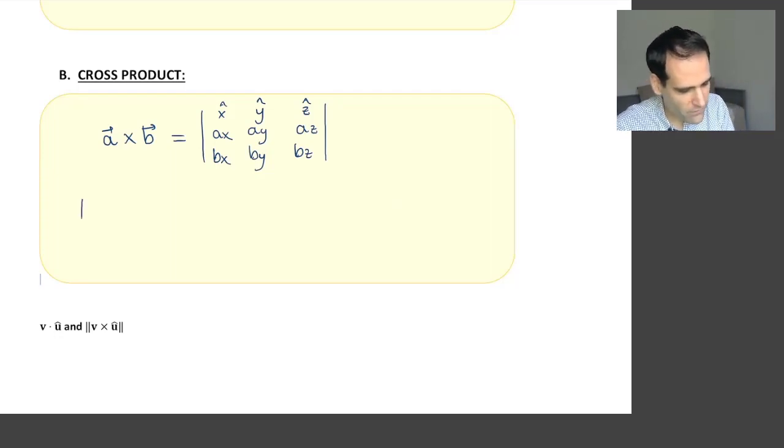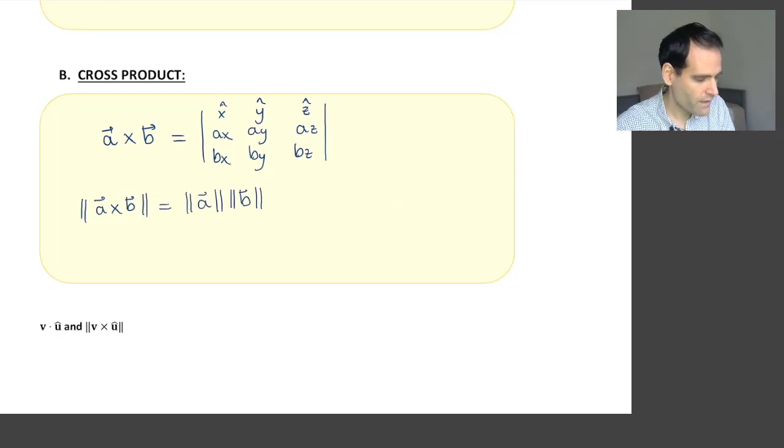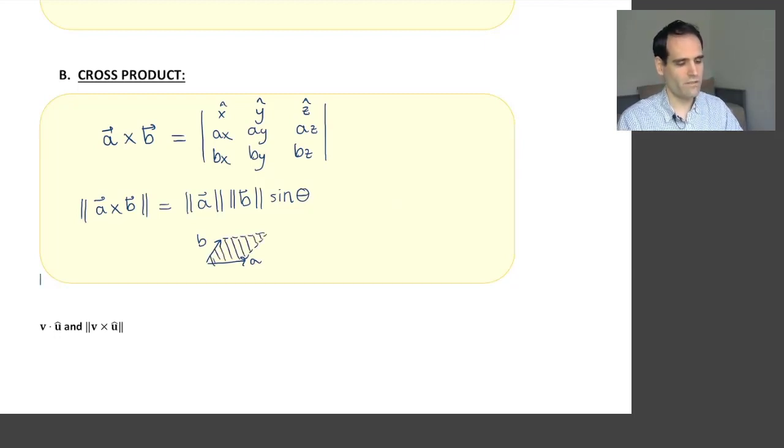But remember, the length of this result, the length of the cross product of A cross B, is equal to the length of A times the length of B times the sine of the angle between them. Yeah, remember that. Because the length of the vector is equal to the area of the parallelogram created by vectors A and B. So if this is a parallelogram, this area here gives us the length of the cross product.